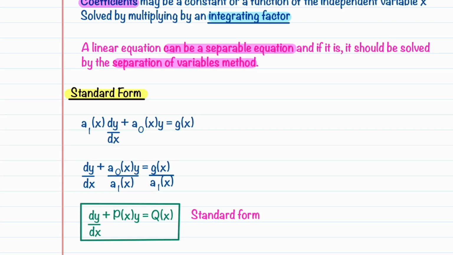Let's now talk about standard form. When you go to solve a first-order linear differential equation, the first thing you're going to do is put that equation in standard form. To put this equation in standard form, all you need to do is divide each term in the equation by the coefficient that multiplies the derivative. We take each term and just divide by a1 of x. Now the equation is in standard form, and we've renamed our coefficients. So the coefficient that multiplies y is p of x. It's just a0 over a1. And then the function on the right-hand side is just called q of x.